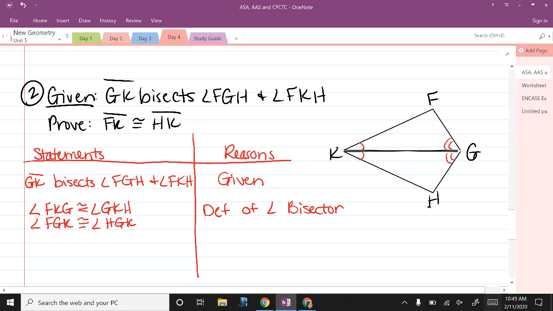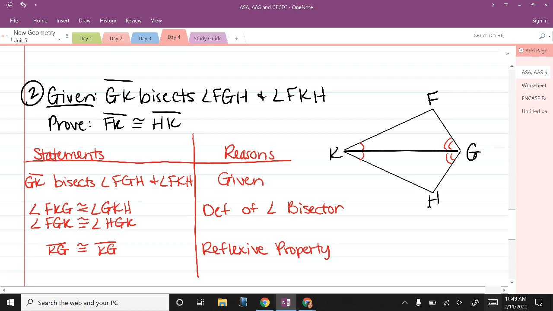Yeah, they share this segment between them, don't they? Right, so what can I say? Segment KG is congruent to what? Segment KG by what reason? Reflexive property says something is congruent to itself. And they both share that segment.